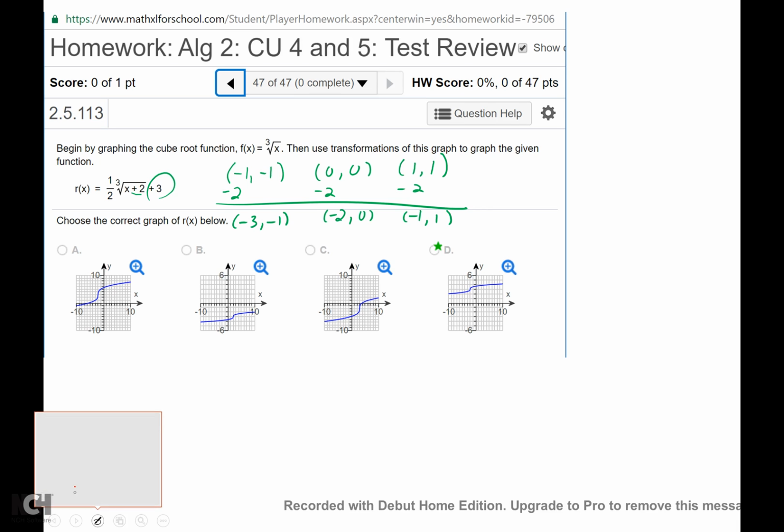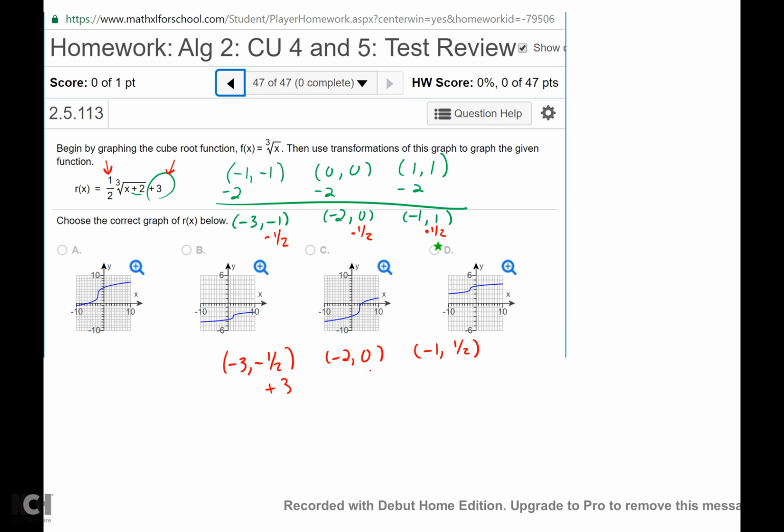Add 3 to all the y's. Nope, sorry. We got two things happening to y. We've got multiply and add. We've got to do PEMDAS order. So I'm going to multiply the y's by a half. And that gives me -3, -1/2, -2, 0, -1, +1/2. And now I'm going to add 3 to the y's. This is going to be -3, this is going to be 2.5, this is going to be -2, 3, it's going to be -1, 3.5.